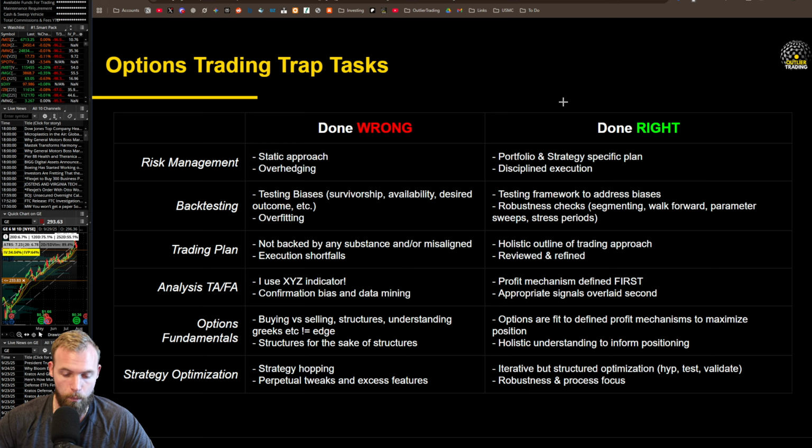Last thing, robustness and process-based focus versus the outcome of individual trades. That is what a strategy is predicated on, but most people are too wrapped up in the outcome of individual trades. This is literally just minutia of what trap tasks can look like. All of these things are things that you need to do, but if they're done poorly, can make you think that you're doing the right thing, that you're doing well, but really what you're doing is shoving a stick into your own spokes on your bike and causing yourself to fall.